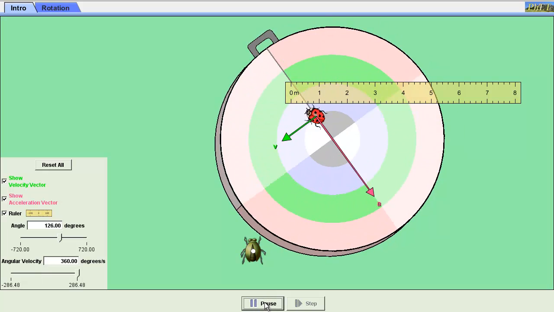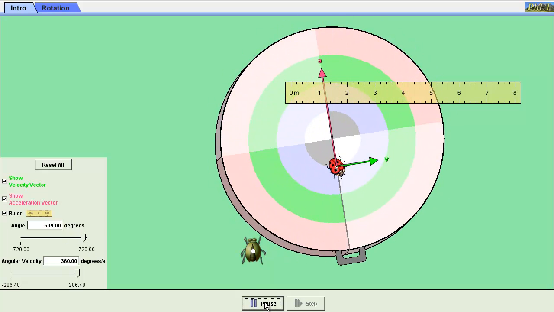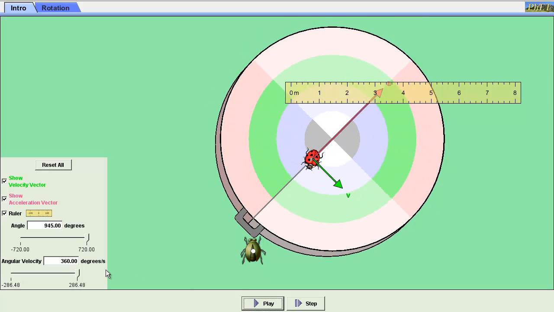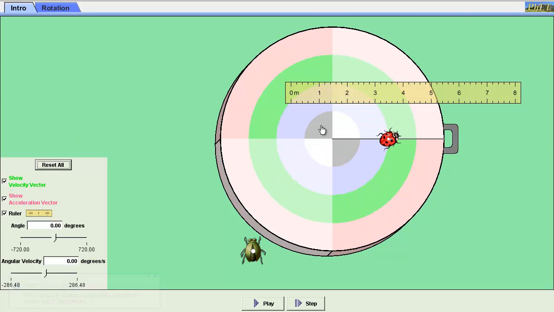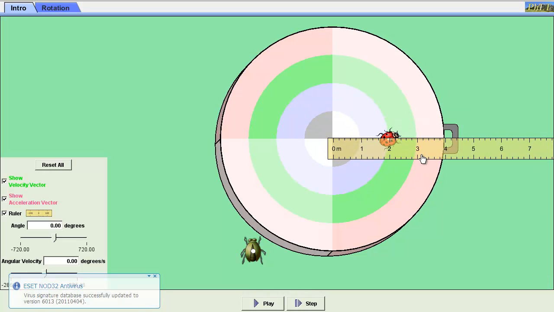And there we go. Okay, I can measure my velocity vector and my centripetal acceleration vector just fine. Now, the trick comes when I start moving my ladybug. So hit reset all. I am going to change her to 2 meters from the center. And what I'm going to do is I need to change my angular velocity. So I started out at 360 degrees per second.